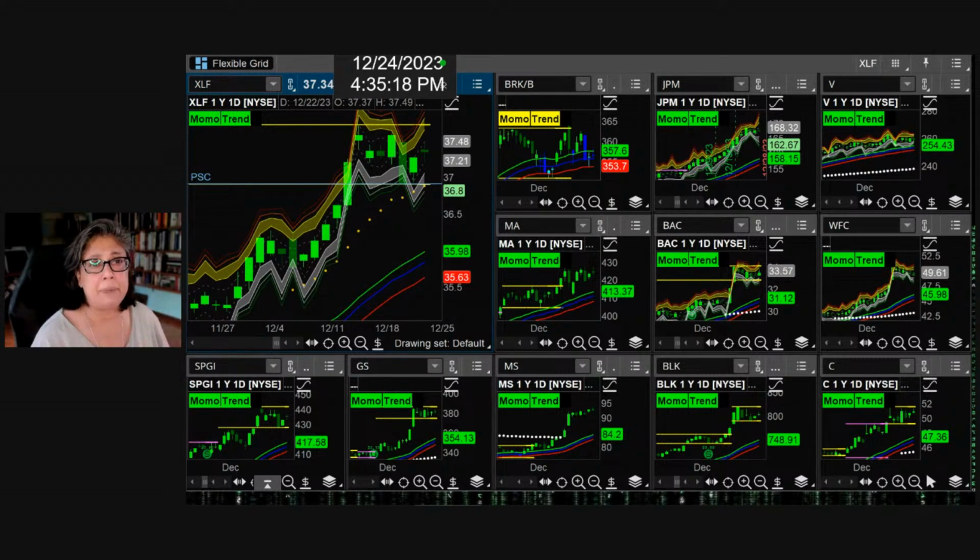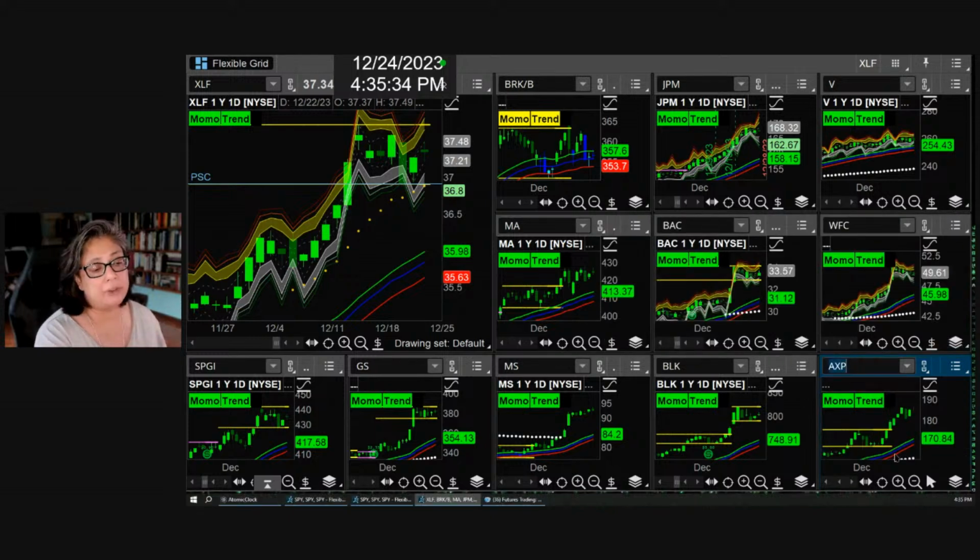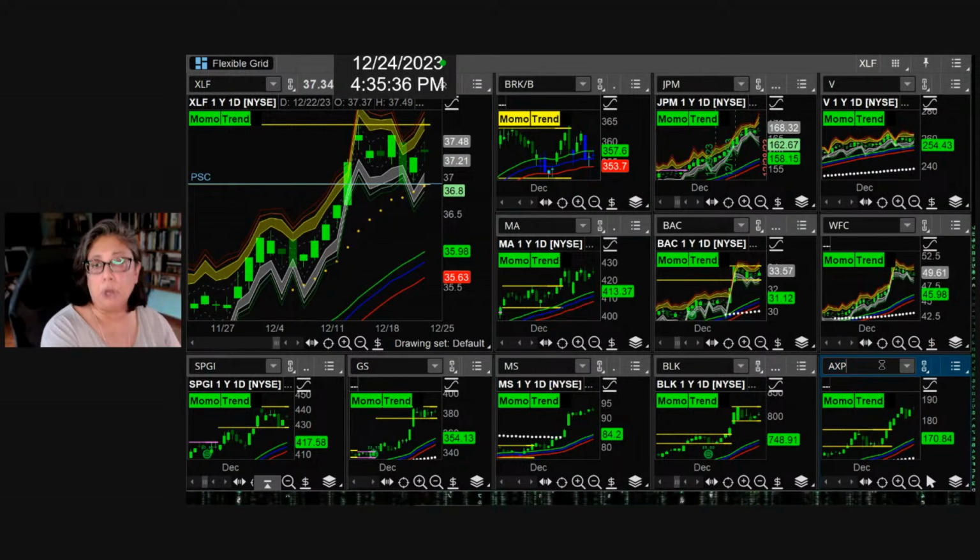Right now you have JP Morgan. I'm looking at the updated list: JP Morgan, Visa, MasterCard, Bank of America, Wells, SPGI, Goldman, Morgan, BlackRock. And then right now, American Express has overtaken Citi. Now, there are other uptrends in this, but they're just below the 11th weighted stock, which, by the way, American Express is a 2.03% weighting, as compared to Berkshire at over 12.5 and JP Morgan at almost 9.5%.